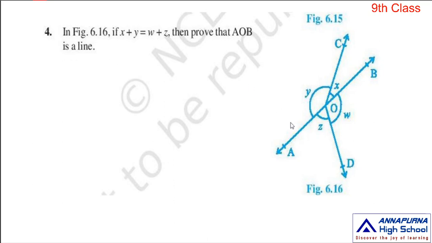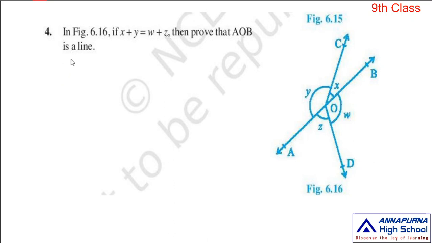See the figure. OA, OB, OC, OD are four different rays. The four rays form four angles. Angle AOD is denoted by z. Angle BOD is denoted by w. Angle BOC is denoted by x. Angle AOC is denoted by y. The four angles form one complete rotation.